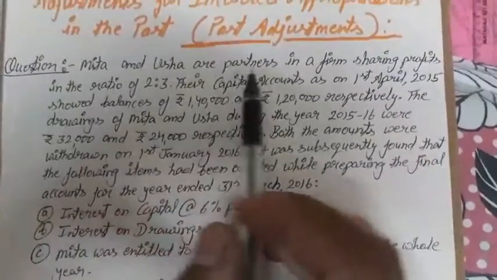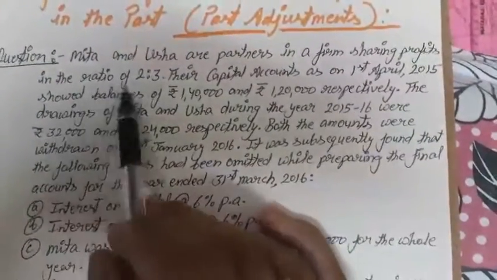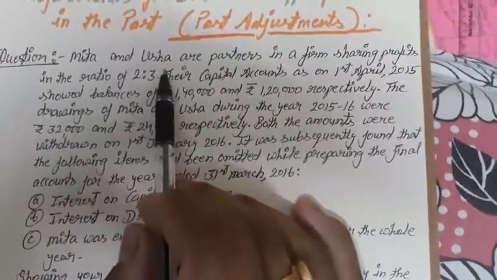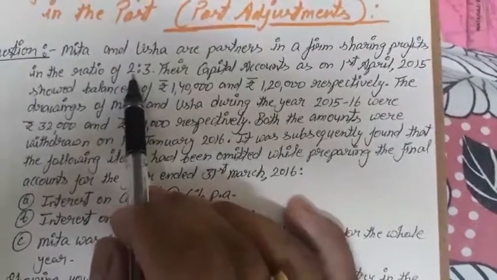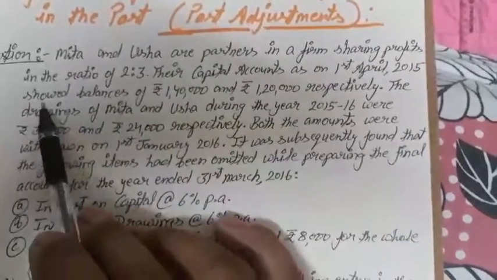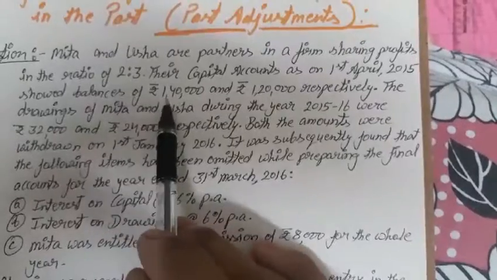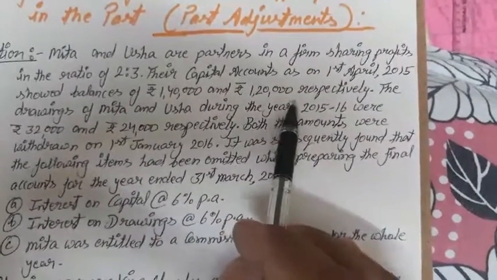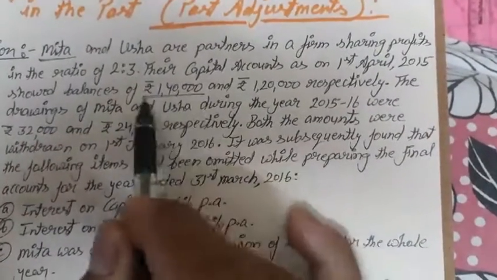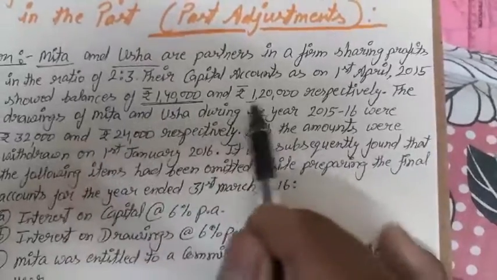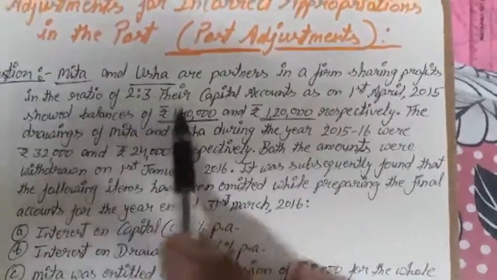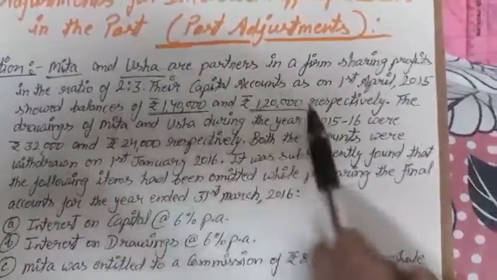Meeta and Usha are partners in a firm sharing profits in the ratio of 2:3. Meeta and Usha, two partners, are distributing their profit in the ratio of 2:3. Their capital accounts as on 1st April 2015 showed balances of rupees 1,40,000 and rupees 1,20,000 respectively. It means capital for Meeta is rupees 1,40,000 and for Usha it is rupees 1,20,000, because the word respectively is mentioned here: the first name gets the first capital, and the second name gets the second.